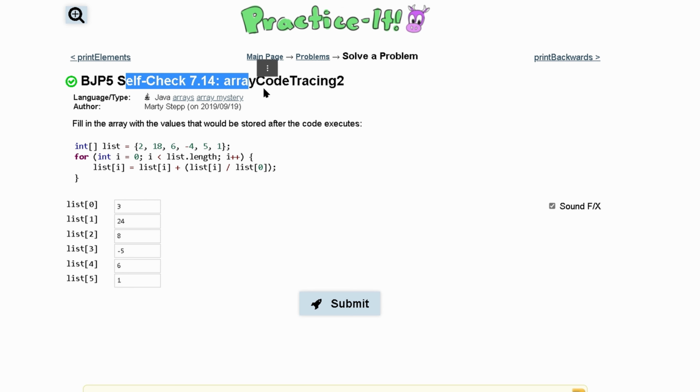Check 7.14 array code tracing 2. We're just going to be going through and explaining how I got all my answers for these. So the first thing that we have right here is we are declaring and initializing an array.